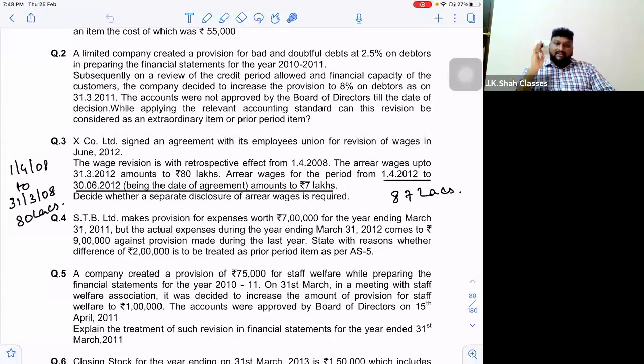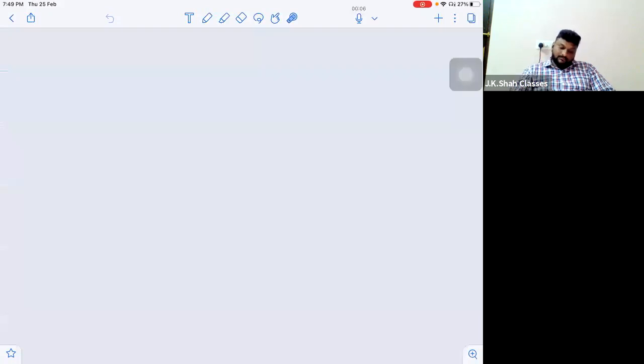So my first paragraph in this question will be based on accounting estimates. I will first talk about accounting estimates in the first paragraph. Then I will say that a change in accounting estimate is not a prior period nor an extraordinary item. And then I will explain the given situation. So let us have a look at the solution for question number 2.